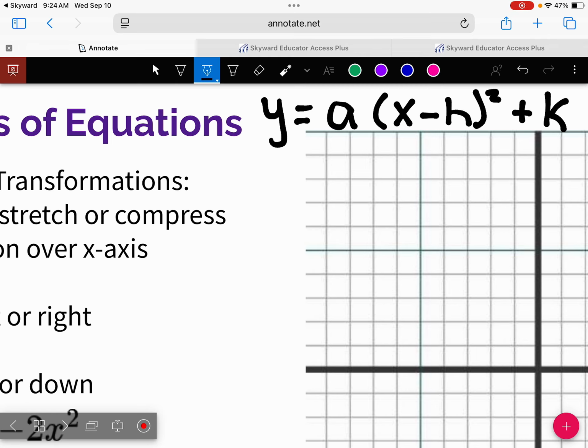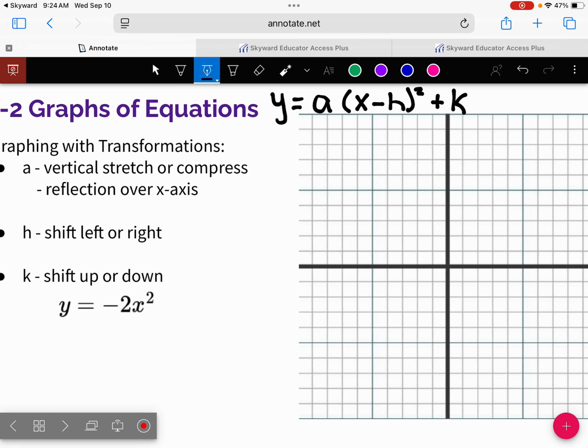Yes, sir. Does the A stretch when it's bigger than 1 or what? When the value of A, so think about absolute value. If A is larger than 1, so it could be 2, and it would stretch, or it could be negative 2, and it would stretch. It would just reflect. If A is negative, it reflects across the x-axis. Forgot to mention that part.